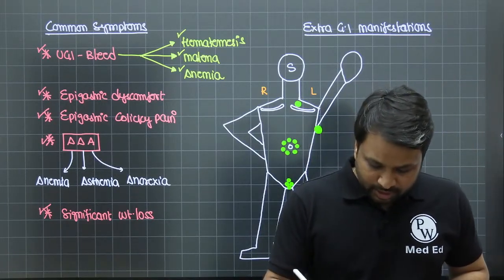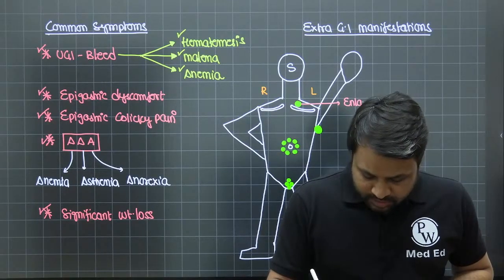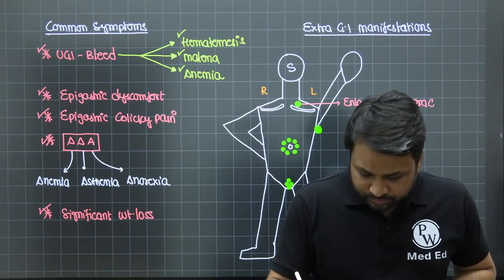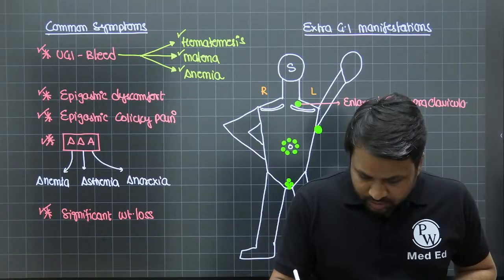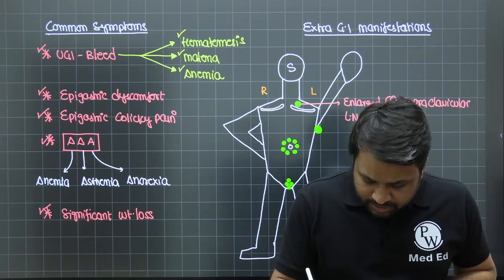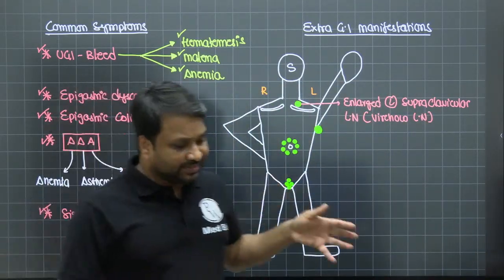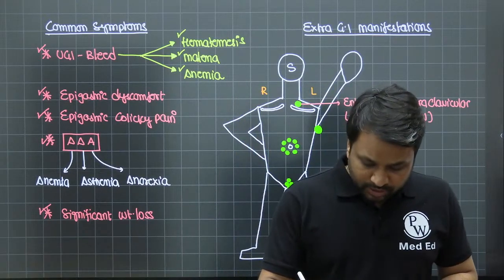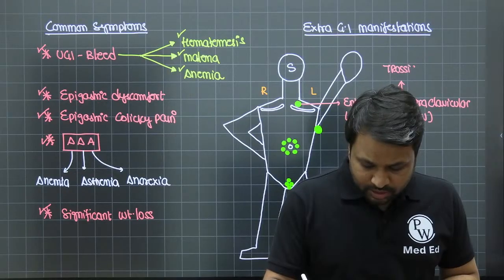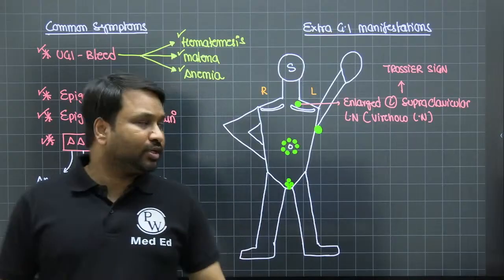Now, what are these nodal enlargements? This is your enlarged left supraclavicular lymph node. It is also called Virchow's lymph node. This enlarged Virchow lymph node is what we call the Troisier sign.